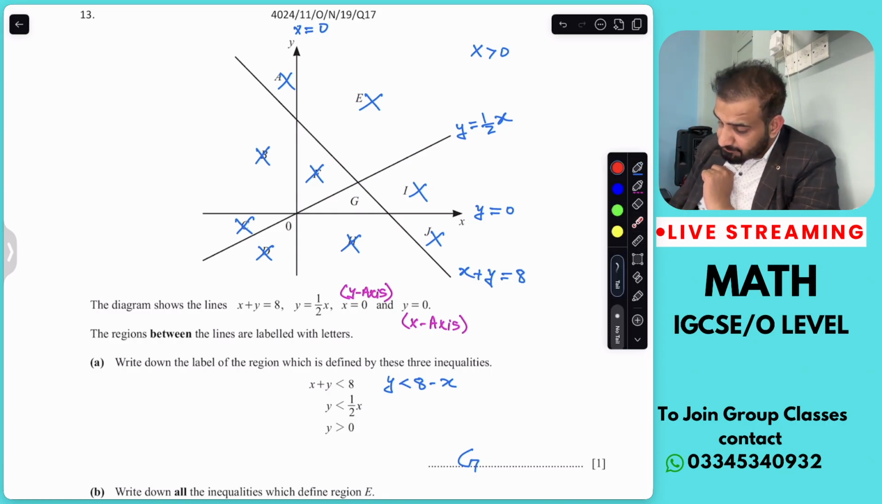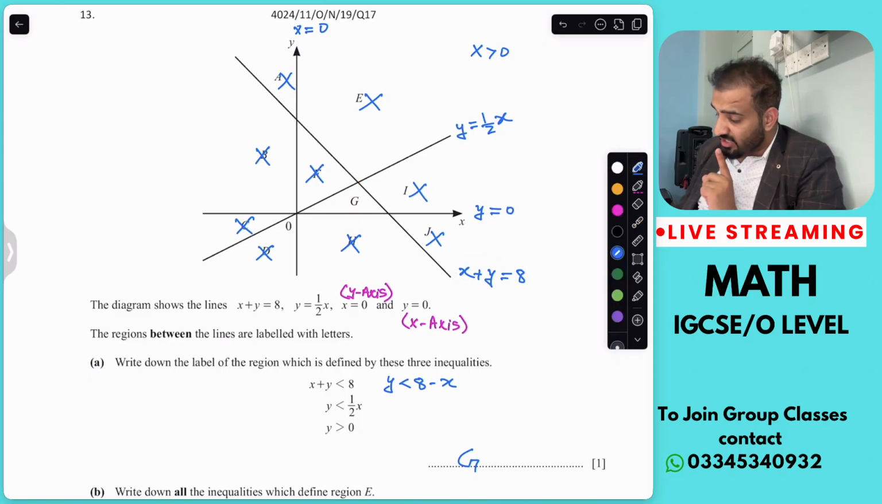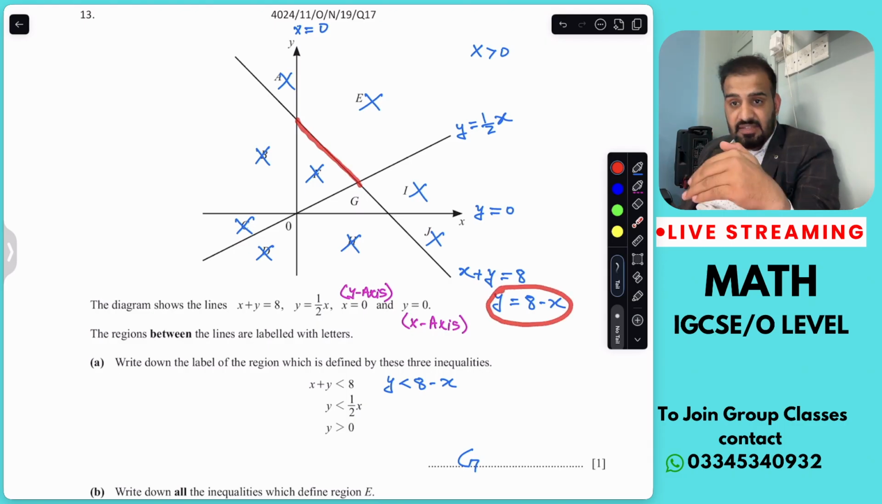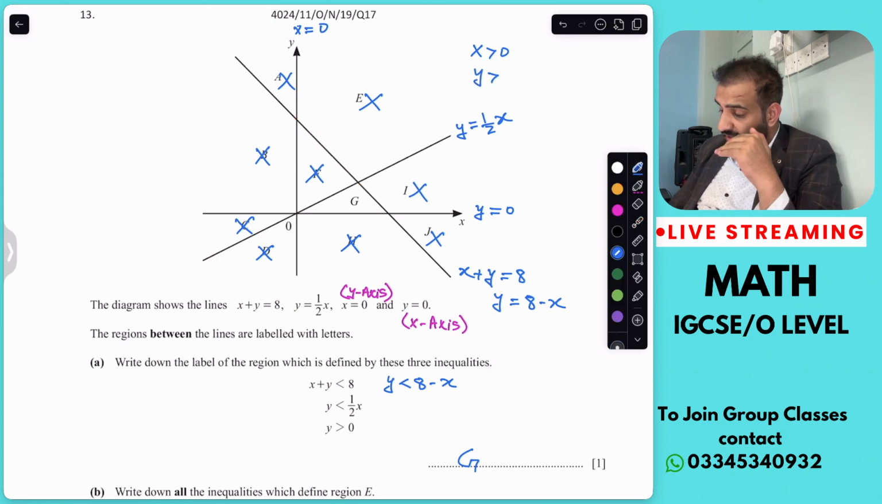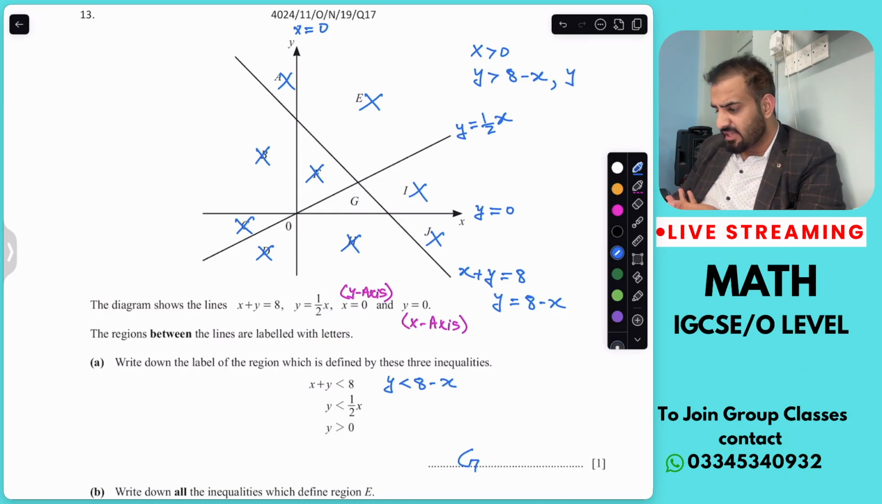Look at this line. This is my second line, which is x plus y equals to 8. But as I said, never treat it in this form. Always try to write y as the subject. So look at this. This is my line. y is equal to 8 minus x. E is above this line. So what you will do? You will write y greater than 8 minus x. And what did I tell you? You can give the answer in any form, bring x on the other side. So you will get the same thing again. y plus x greater than 8.